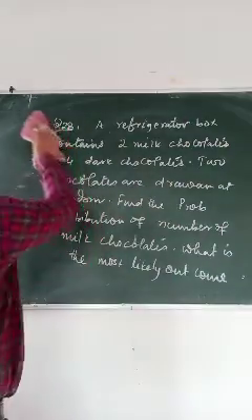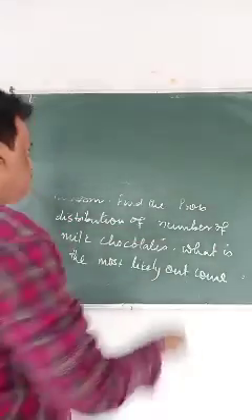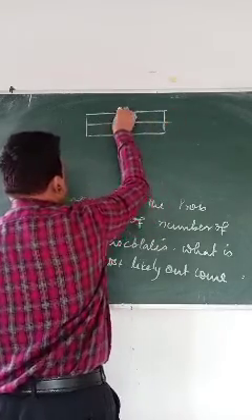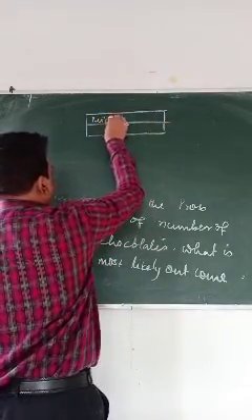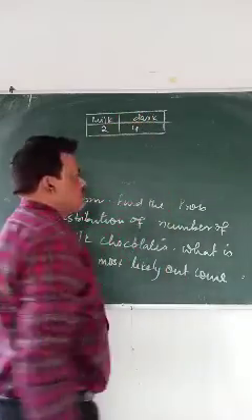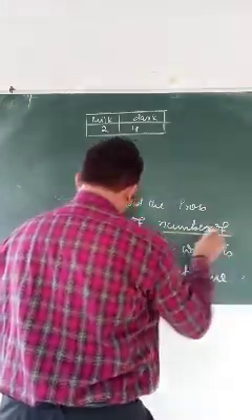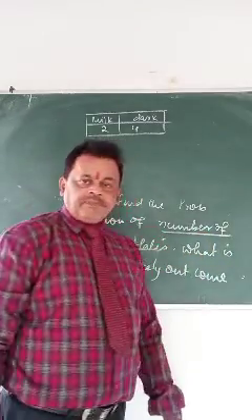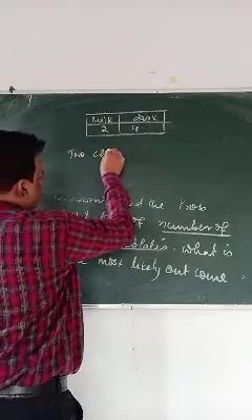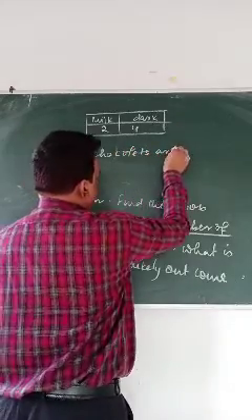Okay, 2 and 4. Look, milk chocolates, dark chocolates: milk 2, dark 4, means total 6. Probability distribution of number of milk chocolates. So 2 chocolates are drawn.